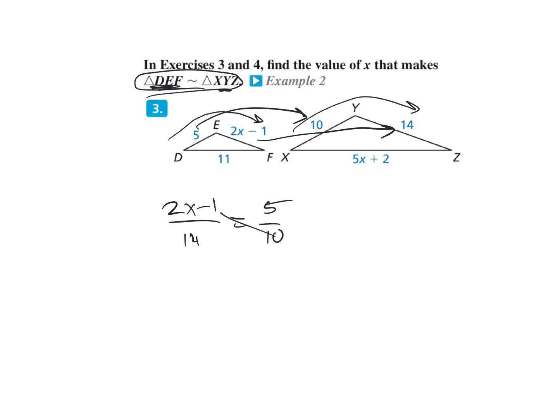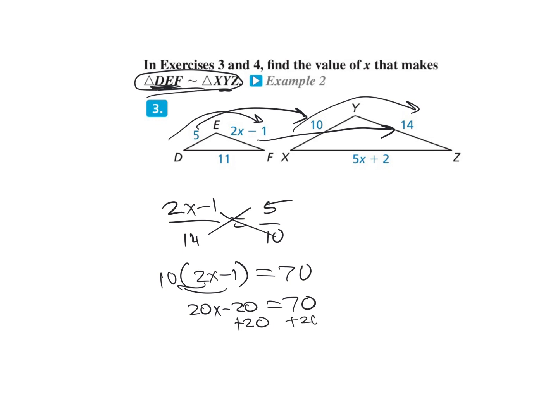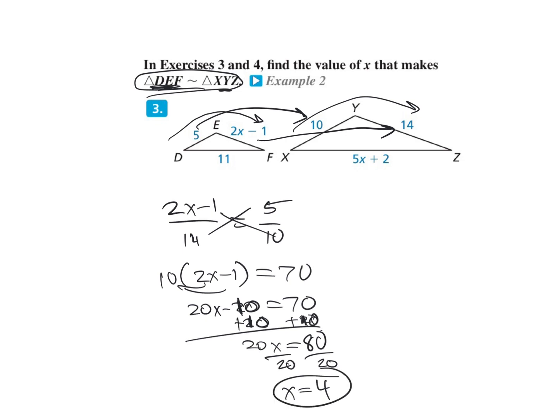So now we cross multiply. Don't forget that's 10 times the 2x minus 1 as a group, and 5 times 14 is 70. So distribute: 20x minus 10 equals 70. Add 10, that's 80. Divide by 20, and x equals 4. That's all you need. You don't need to do the other x because x is 4 in both of those.